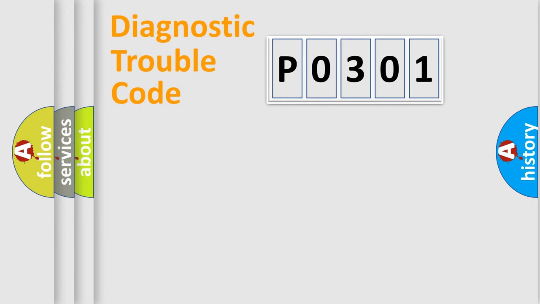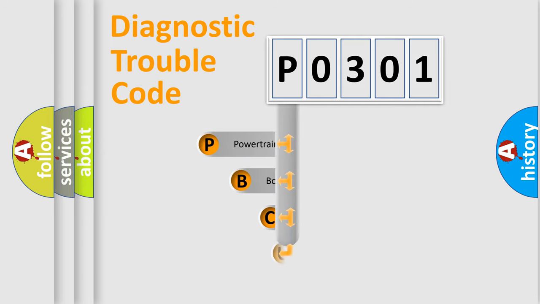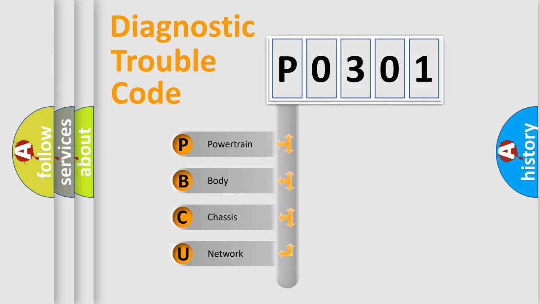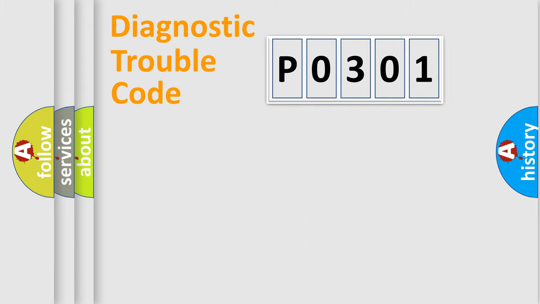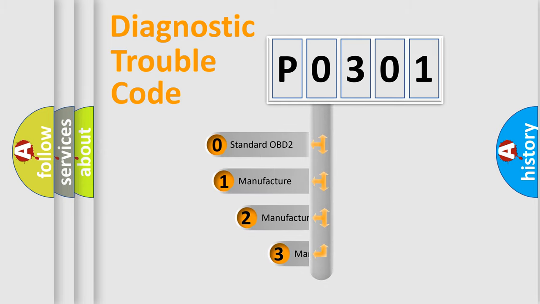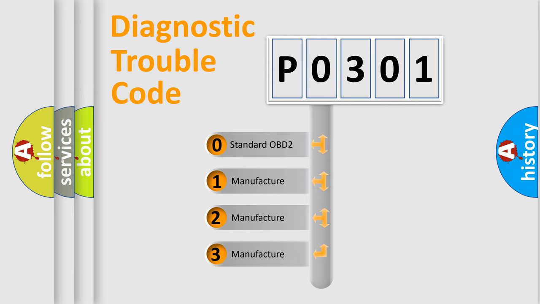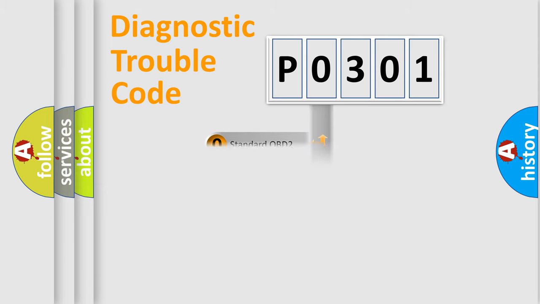Let's do this. First, let's look at the history of diagnostic fault code composition according to the OBD2 protocol, which is unified for all automakers since 2000. We divide the electric system of an automobile into the four basic units: powertrain, body, chassis, network. This distribution is defined in the first character of the code. If the second character is expressed as zero, it is a standardized error. In the case of numbers 1, 2, 3, it is a more specific, car-specific error expression.